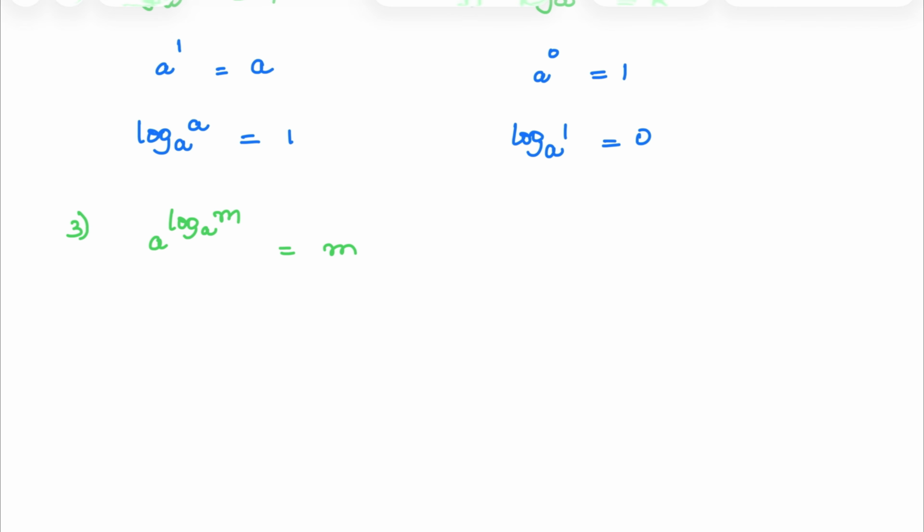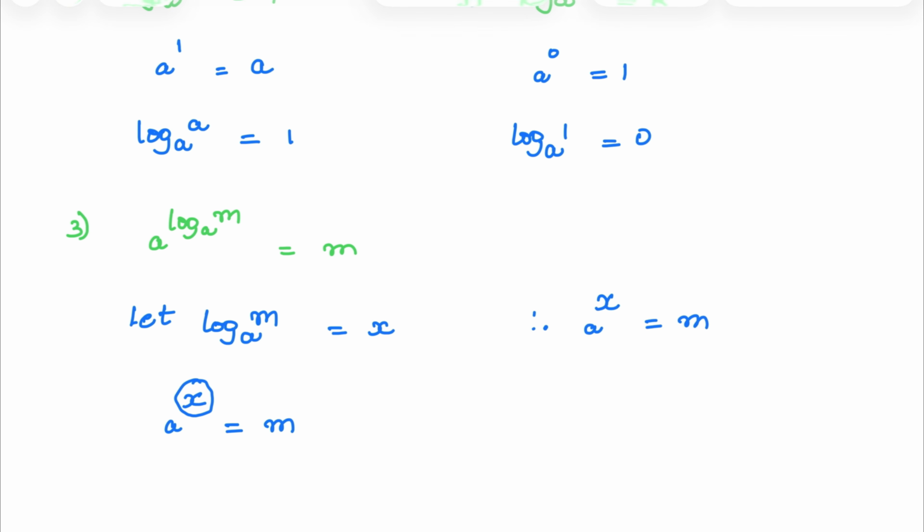Third one, a power of log m base a equals m. Let's say log m base a equals x. Therefore, a power of x equals m. Okay. See, a power of x equals m, we get.